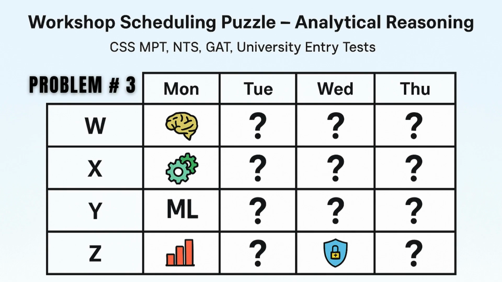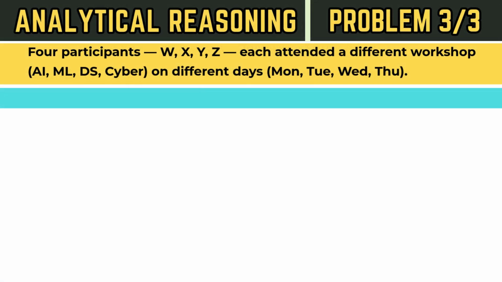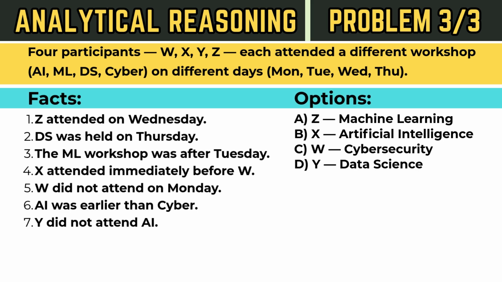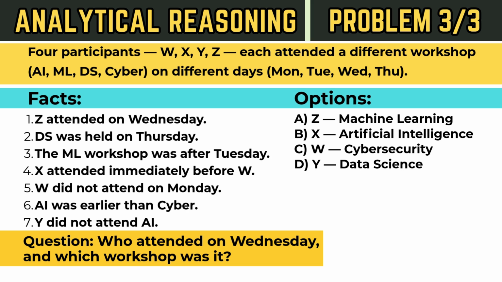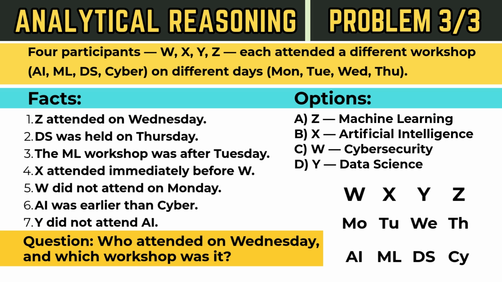Problem number 3. There are 4 participants, W, X, Y, Z. Each attended a different workshop out of 4, that is AI, ML, DS and Cyber, on different days: Monday, Tuesday, Wednesday and Thursday. Use the facts given to respond to the correct option. Map the question statement using smart tags, that is participants, workshops, and days. Now apply facts one by one on the map. This way we will apply all 7 facts to establish the final relationship.